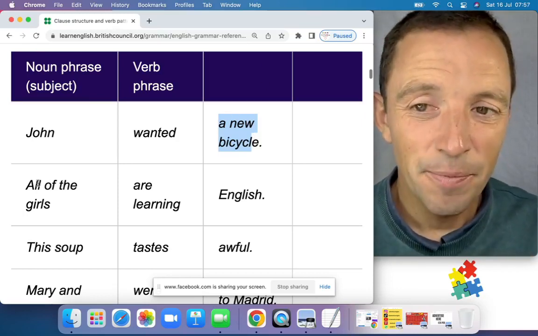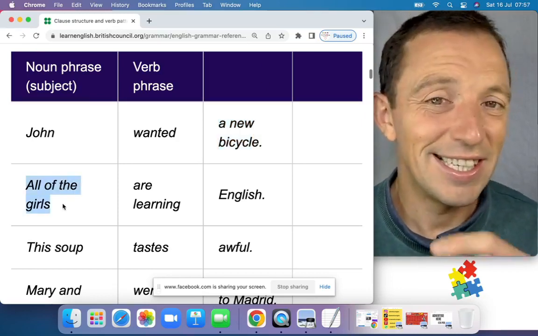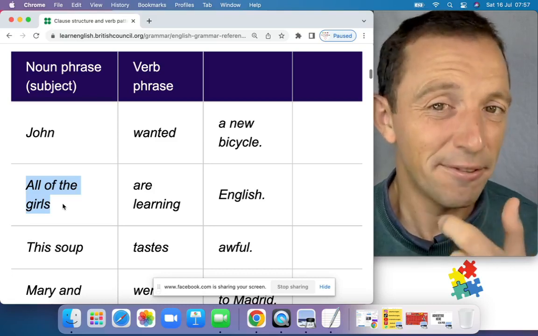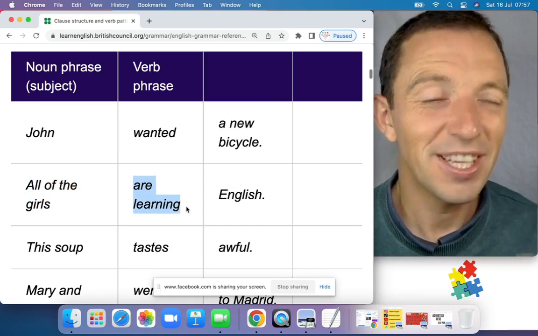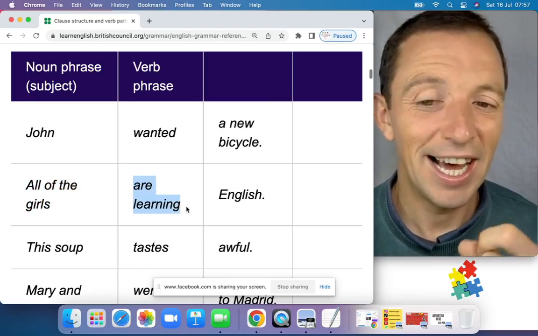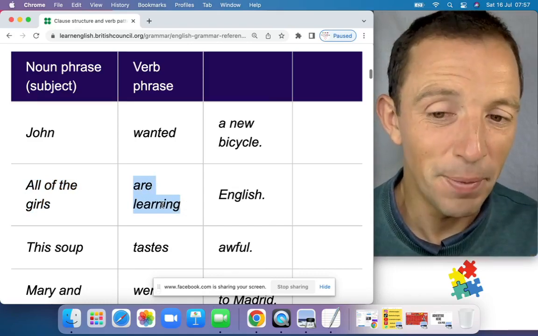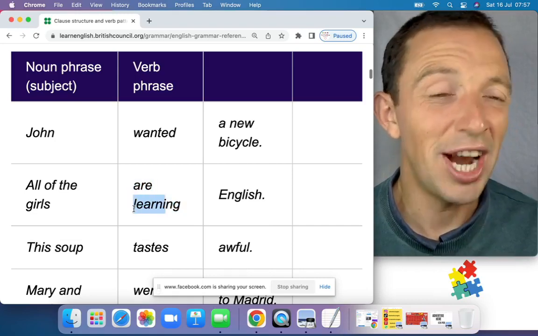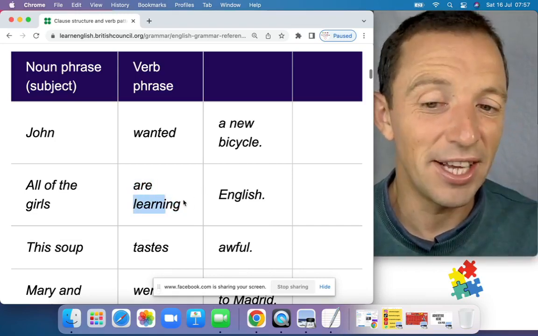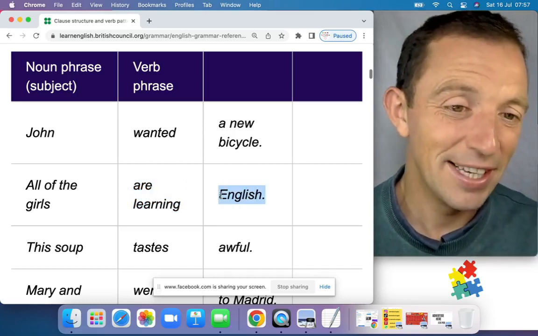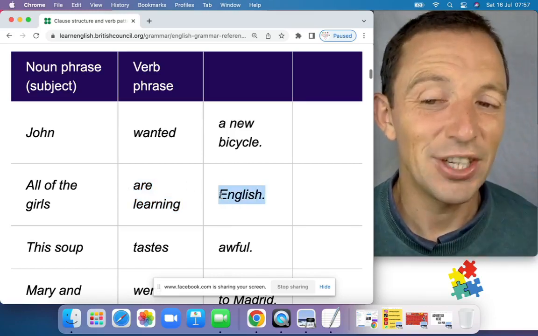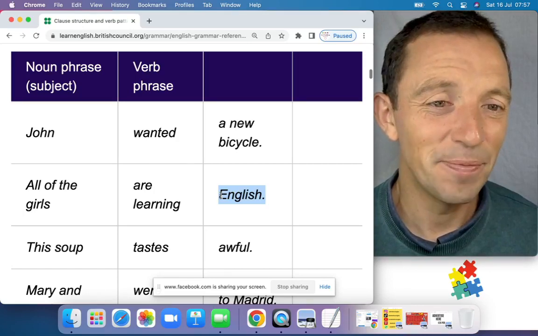Next example, all of the girls. This is the subject, but really it's a phrase, so it's considered a noun phrase. Are learning is the present continuous, and we have the auxiliary, the to be, plus the gerund, and the gerund is the ing form, and this is the present continuous, and the object, the third part, is English. All the girls are learning English.